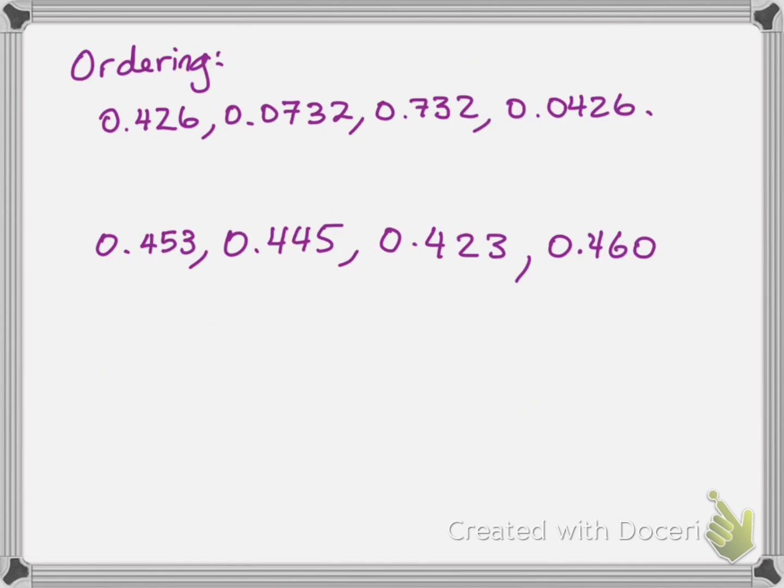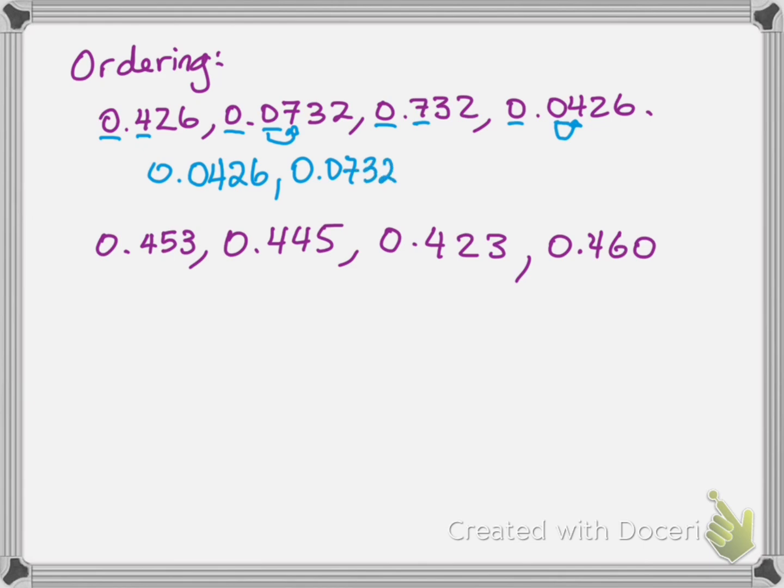Then we have to review also ordering. Remember, in ordering, what you want to do is compare the numbers. So here we have in the ones, we all have zeros. So then we move to the next one. We have 4, 0, 7, and 0. So the 2 that have 0, we have to look to the next one so that we see which one is smaller. And 0.4 is smaller than 0.7. So I'll put that number first, and then I'll put the number with 0.732.